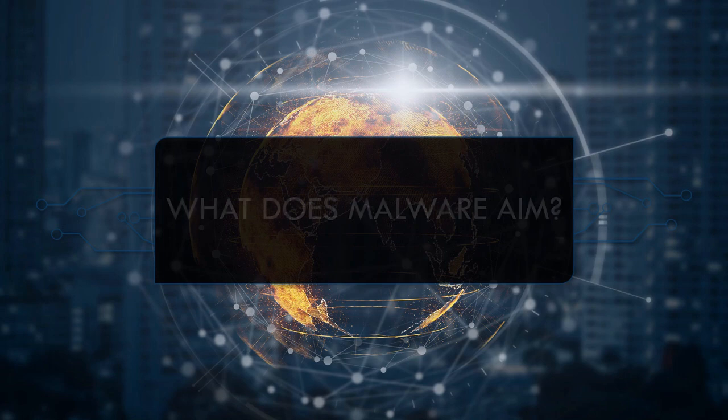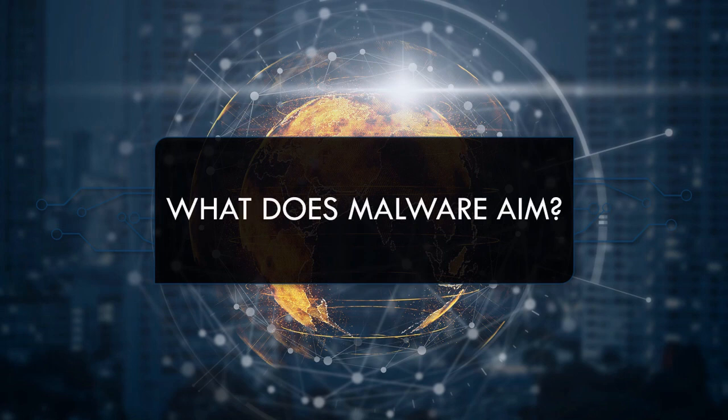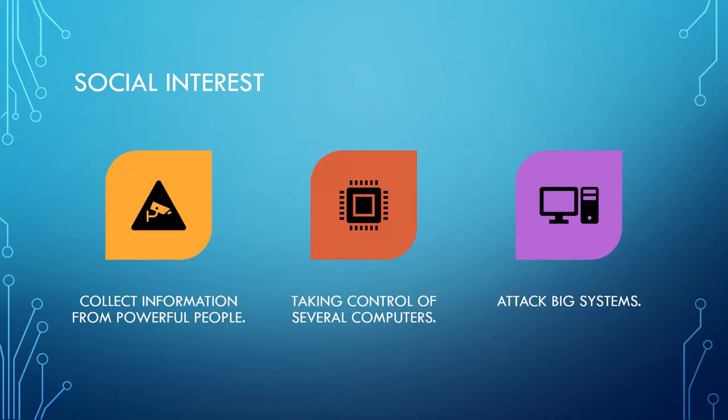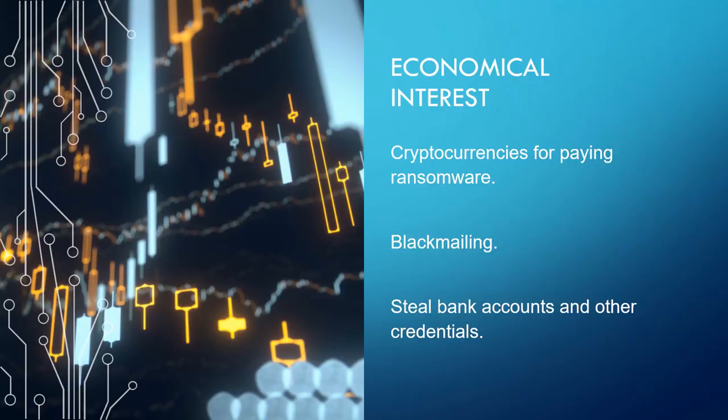So basically, if we ask ourselves what the aim of the malware is, why the malware is in our system, we can reflect on how the malware works and what the malware is taking from us. So the first aim is social interest: collect information about people, collect your credentials, take control of your computer, and basically also attack these systems. If we think about other interests, we also have the economic interest. Basically, this is a business and people are going to use it to get benefit.